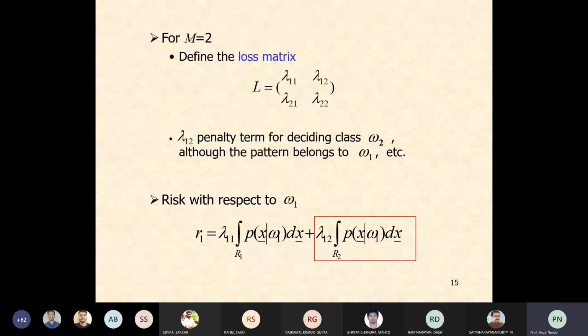Sir, excuse me, sir. Yes. Sir, we are applying a penalty here. That means the Bayes decision rule is part of model training?